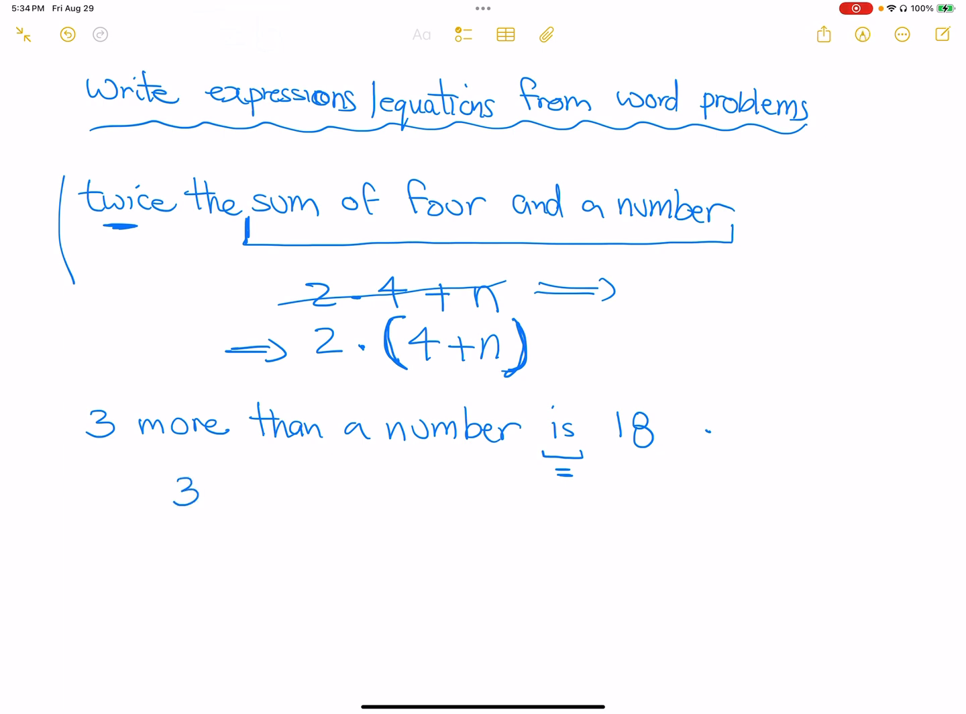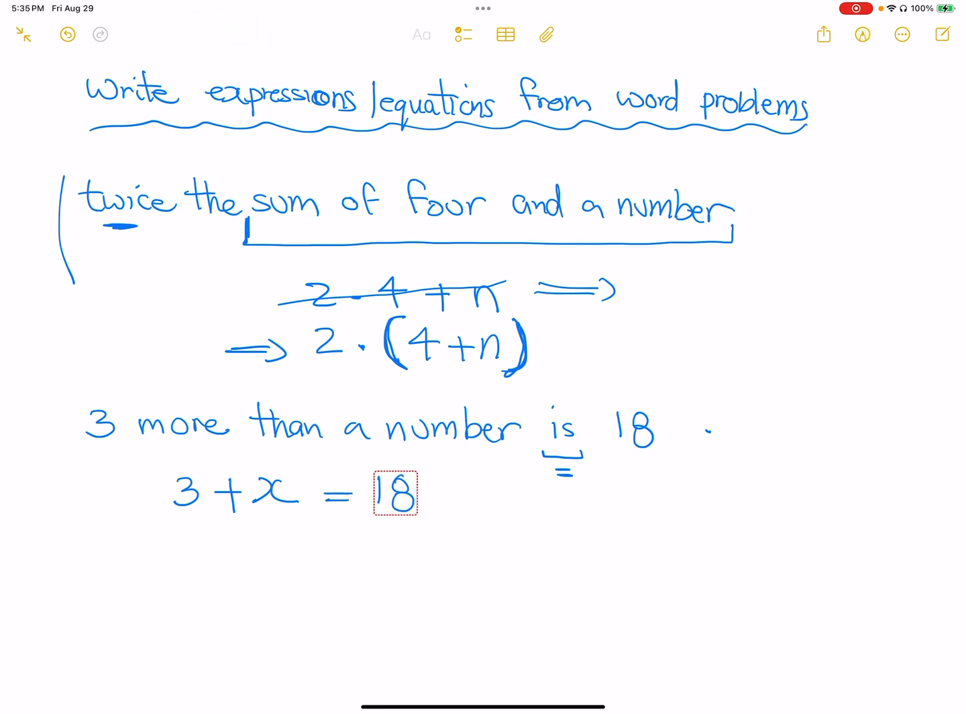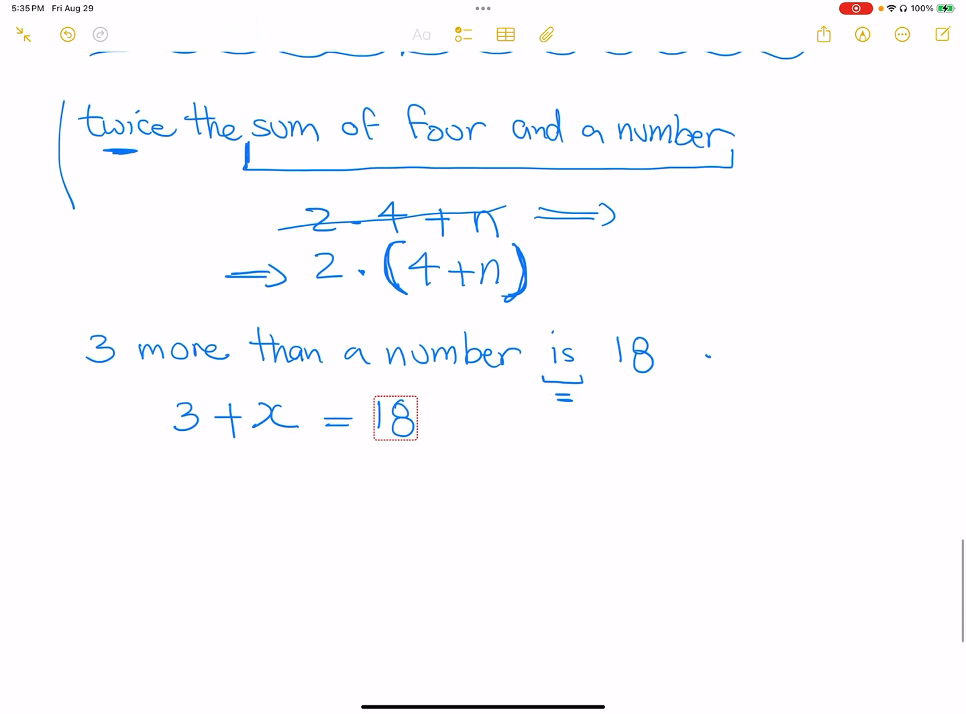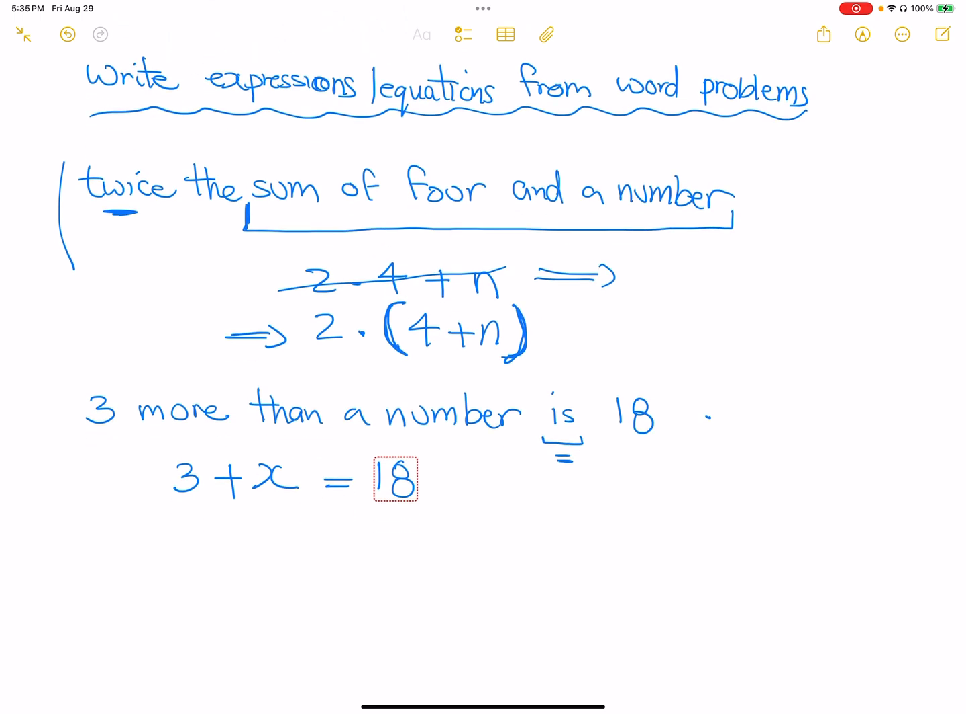So 3 more than a number. Well, what is that number? Let's say x in this case. So 3 more than that number is 18. So there you go. We just created an equation, and then we can go ahead and solve this later on. So this is an example of writing expressions and equations, based on word problems.